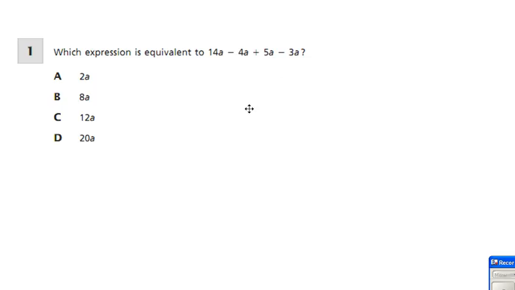Hello, this is 8th grade exam 2009. Right, so let us look into this one first.